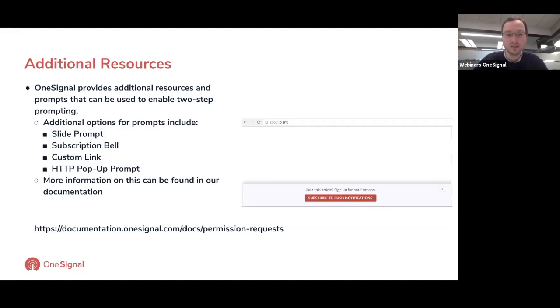Another implementation we've seen are websites that ask for permission only once a user has finished reading an article, or only after a user has visited a website a certain number of times. All of these are great ways to ensure that you have a high opt-in rate and a good user experience in your notification permission prompts.